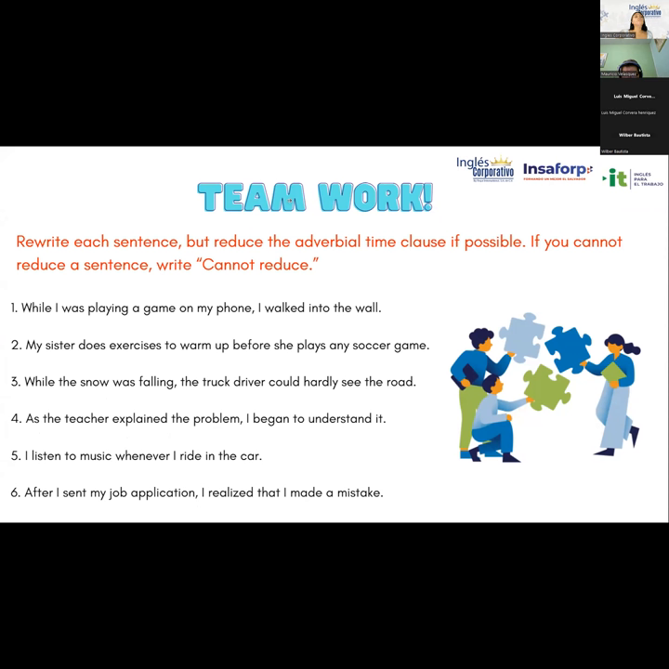While playing a game on my phone, I walked into the world. Very good. While playing, right? So we need to remove "I" and "was". So, while playing a game on my phone, I walked into the world. Okay, very good. Now what about number two? Can we reduce that clause? Yes: before playing any soccer game, my sister does exercise to warm up. Okay, very good. To warm up.